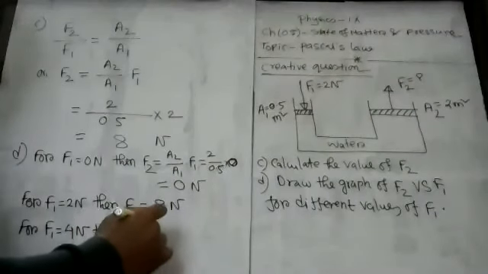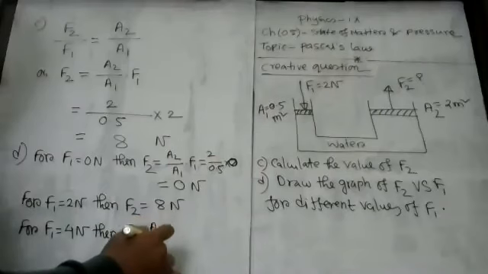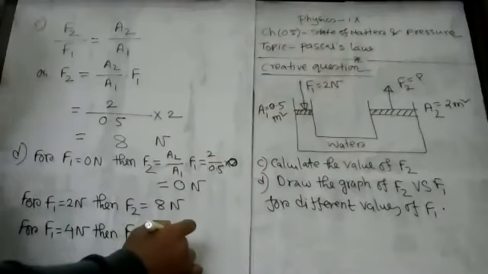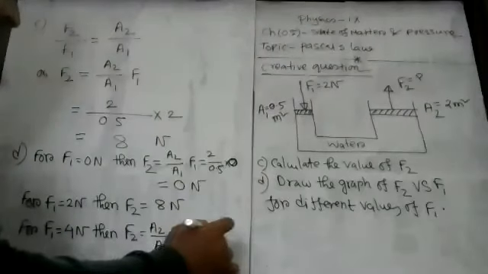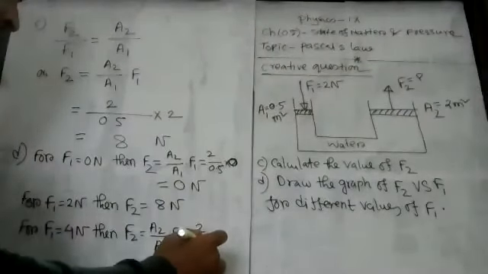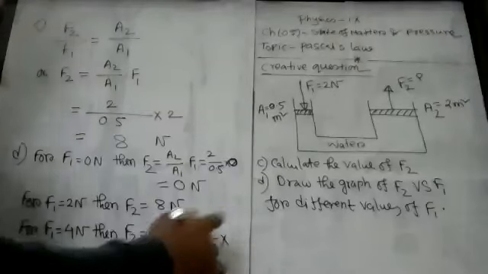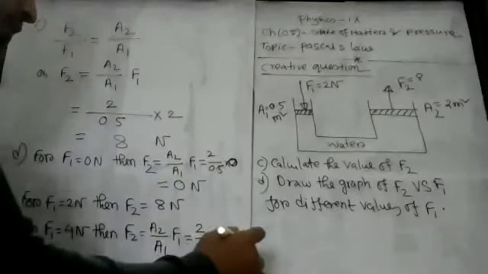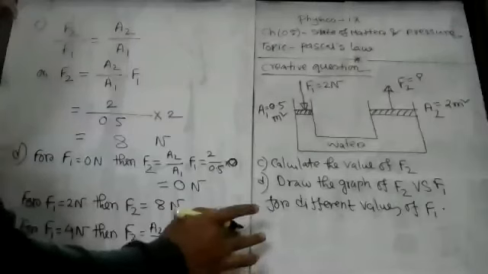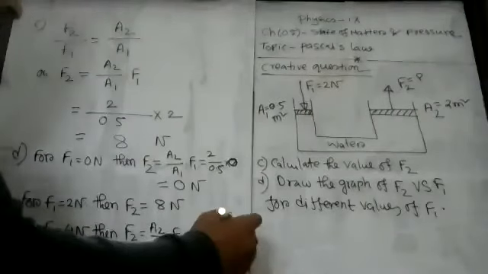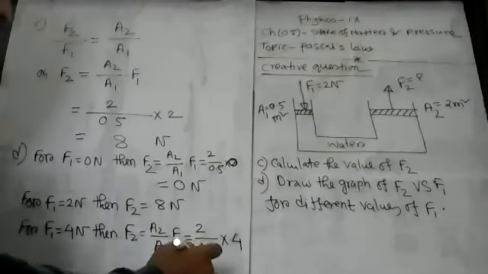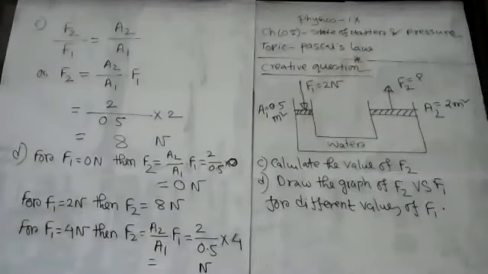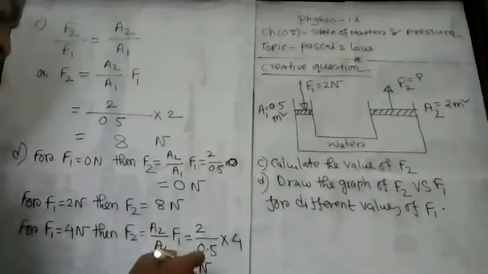F2 will equal to, my student, A2 by A1 multiplied by F1. So A2 equal to 2 Newton divided by A1 equal to 0.5 Newton, and F1 is equal to 2. No, is it F1 equal to 2? No, F1 equal to 4. So what is the value of F2 in terms of Newton? So 16. 16 Newton. Very good.